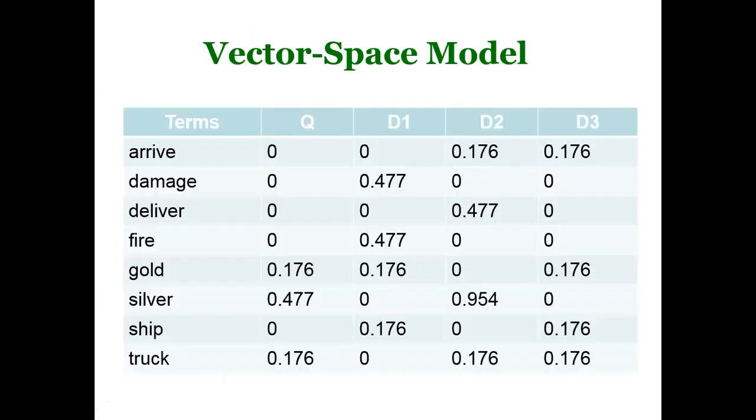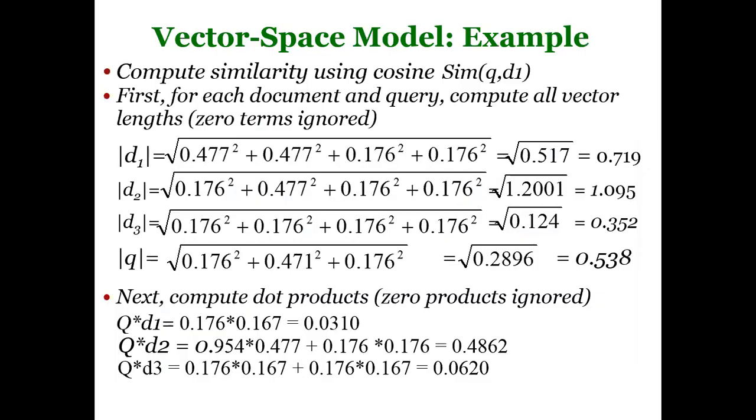When we are looking at the intersection between Q and D1, there are numbers only when we reach gold. Otherwise, when there is a number in D1, Q is 0. Or whenever silver for Q is 0.477, but D1 is 0. We can ignore all those zeros and concentrate on the value of gold, 0.176 times 0.176, which gives us the dot product of Q against D1, since the others are 0.